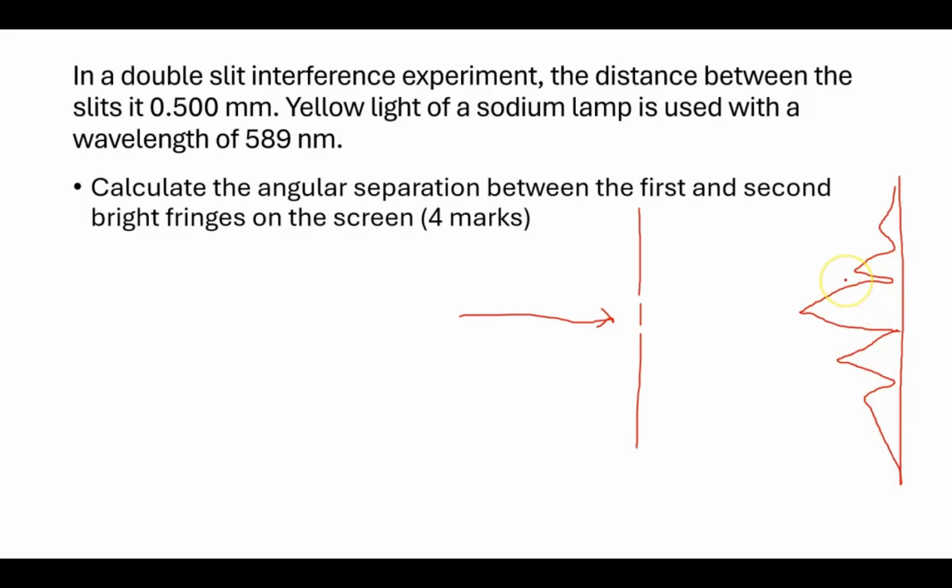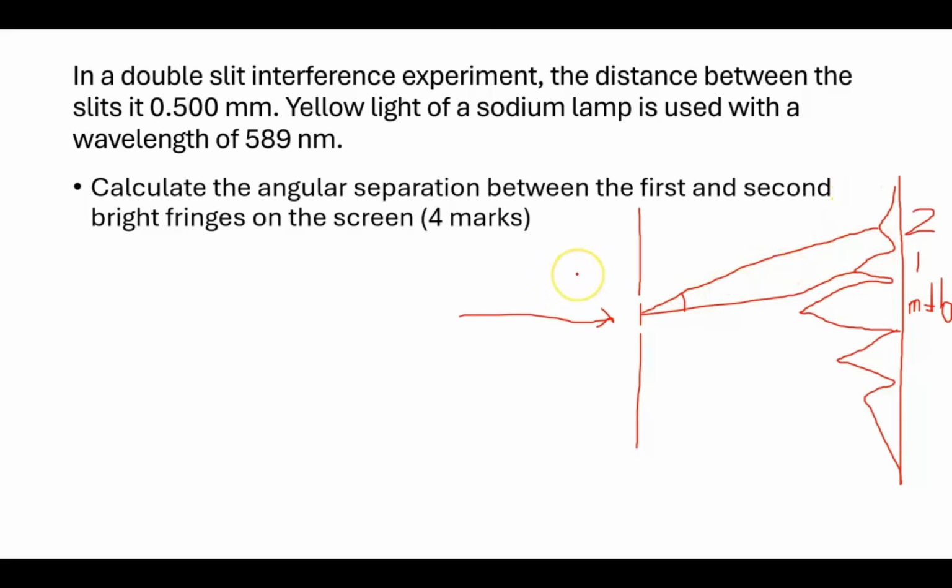So in this rough sketch of the diffraction pattern, this is the central maximum, which has an order of m equals 0. And this one is the first order maximum, and this one is the second order maximum. And then the question asks us to calculate the angular separation between the first and the second bright fringes. So it's basically this one and this one. The angular separation is basically, if you draw a line here and another line here, this angle. So how am I going to calculate this angle here?